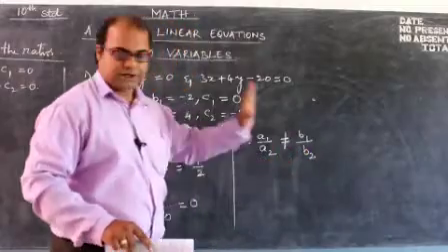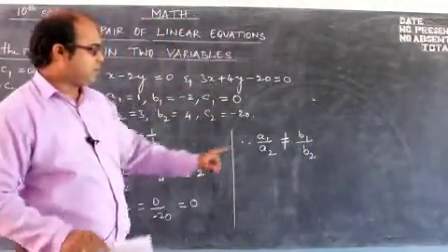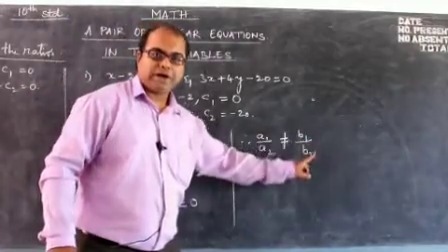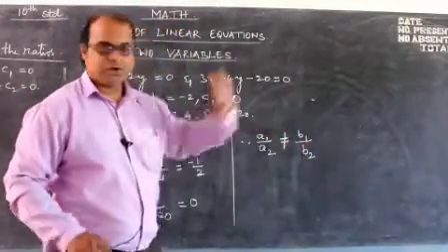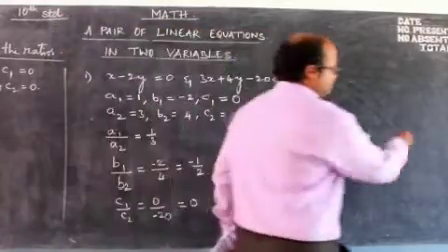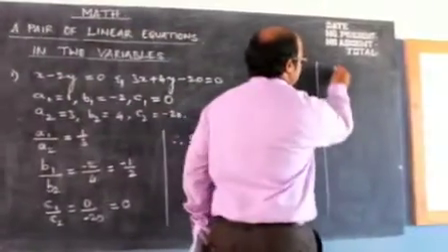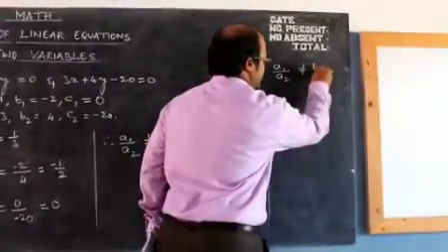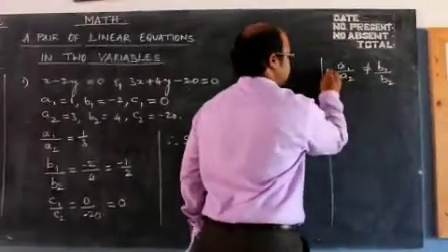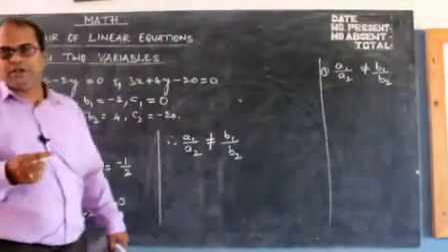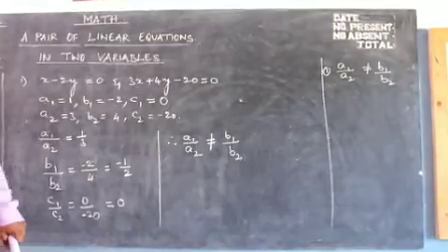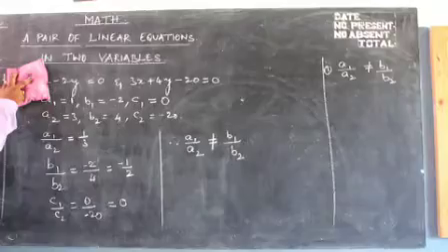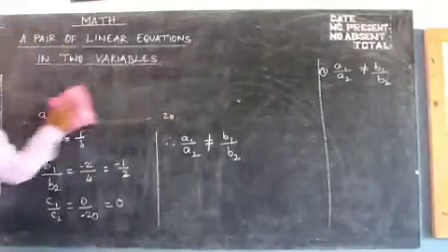So, this is the first condition. If you see carefully, what is the first condition? a1 divided by a2 is not equal to b1 divided by b2. This condition, I am going to write it there at the corner. So this is the first condition. These conditions are very, very important. Okay children, so you should know it. Now, let us take one more example, the second pair of linear equations.